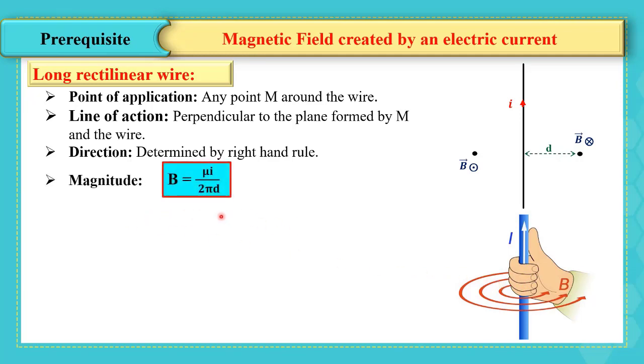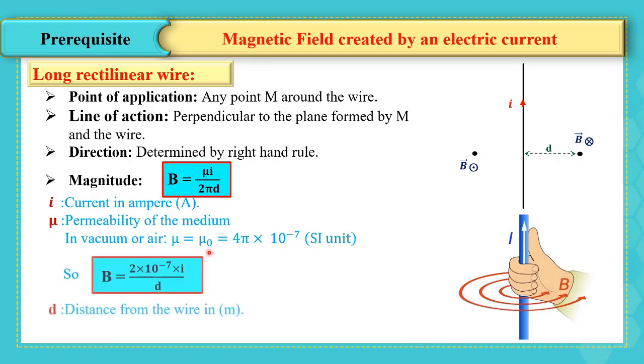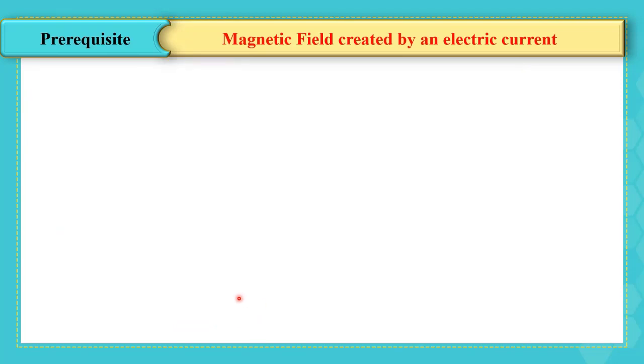The magnitude of this magnetic field at point M is equal to mu I over 2 pi d, where I is the current in ampere, mu is the permeability of the medium. If the medium is vacuum or air, mu equals mu 0 equals 4 pi times 10 to the power minus 7 in SI units. So B will be expressed as 2 times 10 to the power minus 7 I over d, where d is the distance from the wire in meter.